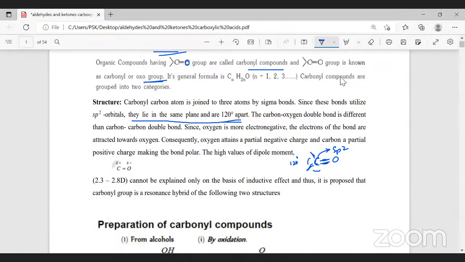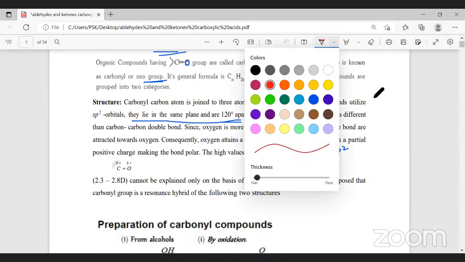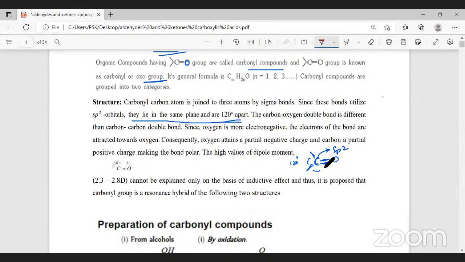Since oxygen is the most electronegative element here, the pi bond breaks and the pi electrons are pulled towards oxygen. When those pi electrons move towards oxygen, oxygen gains a partial negative charge and carbon gains a partial positive charge. Therefore, these carbonyl groups are polar in nature.